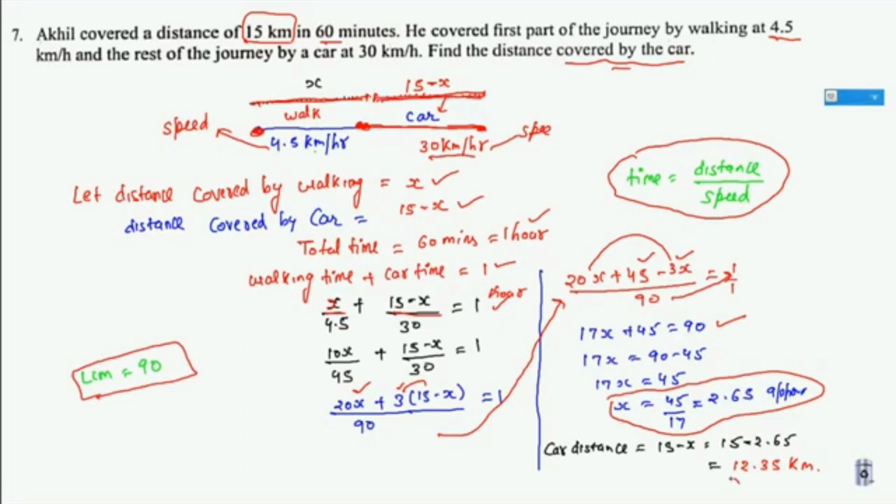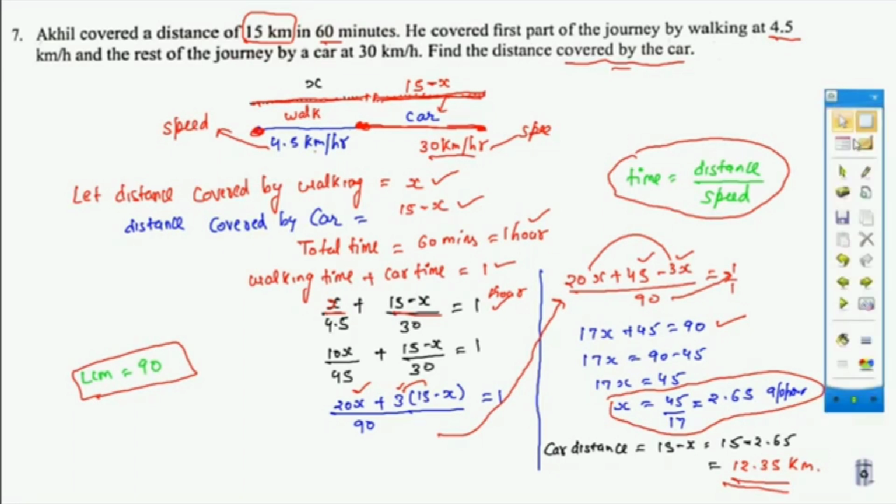So car distance is equal to 15 minus x. We get 12.35 kilometers. It was the question. Next question.